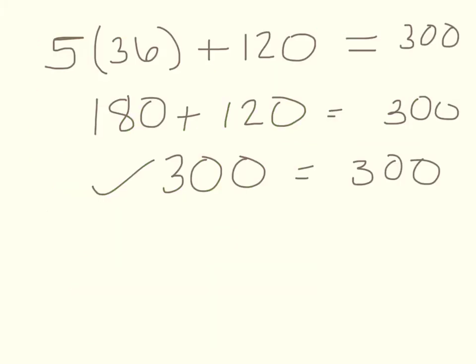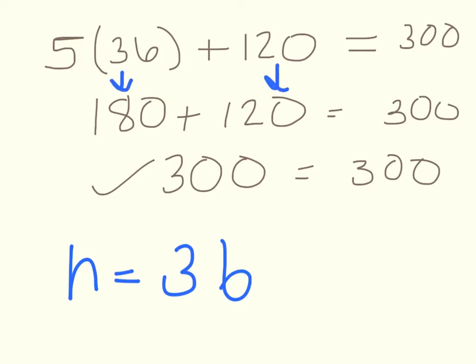Now, the last step, always check your work. So substitute in the value for h that you solved for. You said that h equals 36. So I put 36 in here. 5 times 36 plus 120 is supposed to equal 300. Let's see if that's correct. 5 times 36 is 180. So I bring that down, and I bring the 120 down. 180 plus 120 equals 300, and that's exactly what I'm supposed to get, so we are correct.